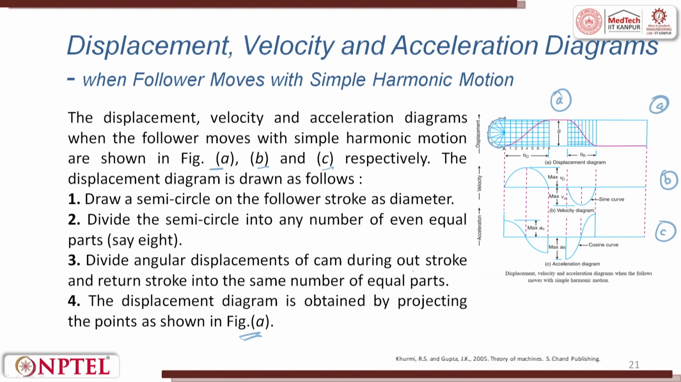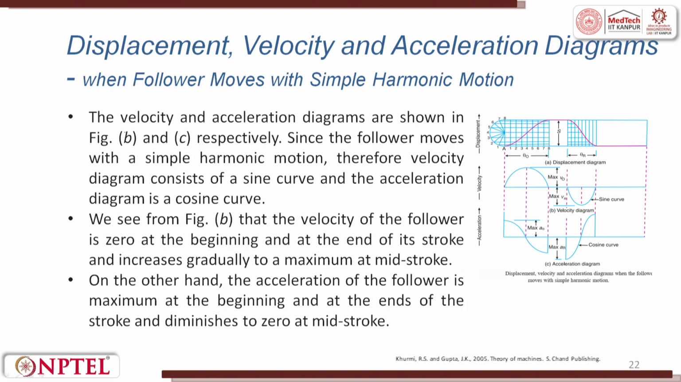The semicircle is divided into 8 parts, then you draw straight lines, and the angle is also divided into 8 parts. Then they meet, and wherever they meet, you join those points to get the displacement diagram. The velocity and the acceleration diagrams are shown in B and C. Since the follower moves with a simple harmonic motion, the velocity diagram consists of a sine curve and the acceleration diagram will always be a cosine curve. So, this is a sine curve and this is a cosine curve, right.